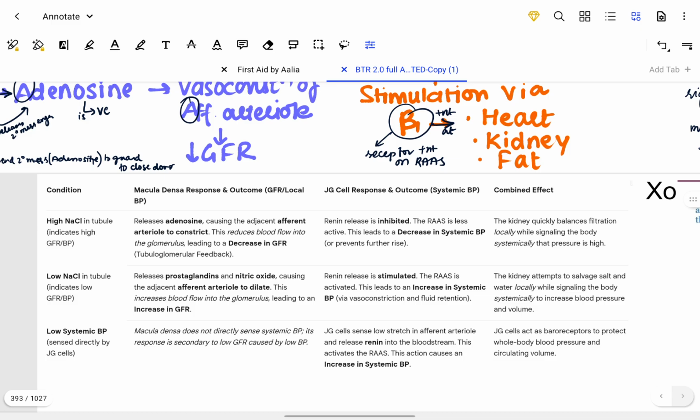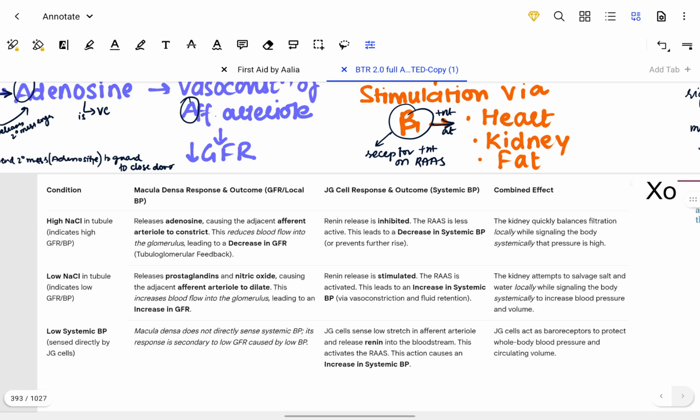Now how do JG cells respond? Now renin is stimulated, RAS is stimulated, so vasoconstriction, fluid retention, all of this happens. What's the combined effect? The kidney attempts to salvage the salt and water locally while signaling the body to systemically increase the BP and volume. Okay.